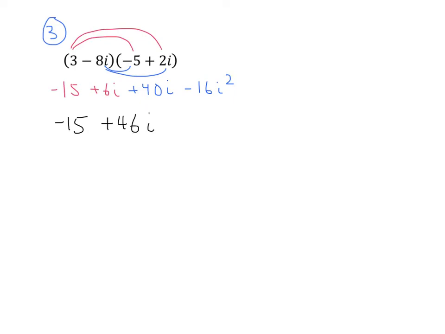The last part here is negative 16 times i squared. i squared is, of course, negative 1. So this last part is equal to positive 16. So for the final answer, we have negative 15 plus 46i plus 16. That simplifies down to 1 plus 46i.